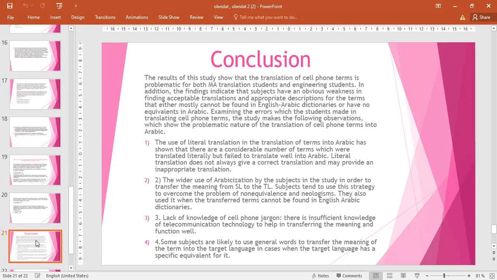They also used it when the transferred terms cannot be found in English-Arabic dictionaries. Lack of knowledge of cell phone jargon: there is insufficient knowledge of telecommunication technology to help in transferring the meaning and function well. The last one is some subjects are likely to use general words to transfer the meaning of the terms into the target language in cases when the target language has a specific equivalent for it.